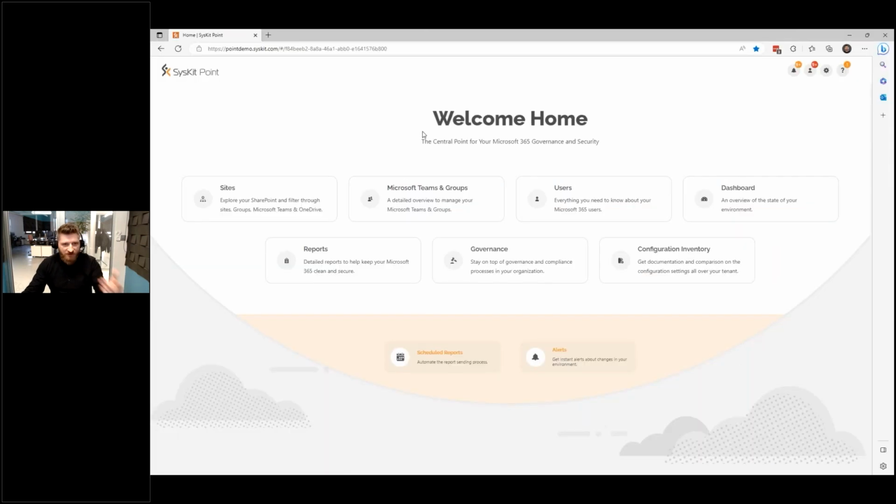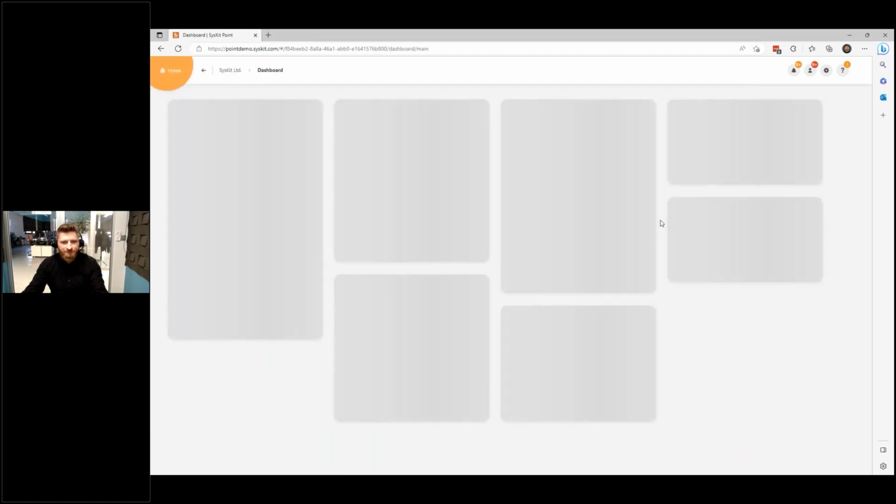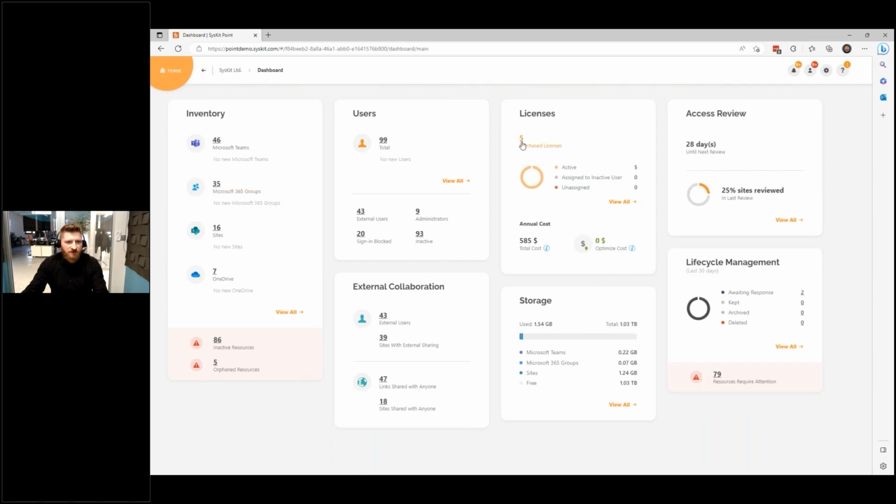One of the quickest and easiest ways you could get a good bird's eye view of your tenant is to go onto the dashboard screen. Here you will see that we have a lot of things to explore, but we'll focus on the inventory of our resources and the different types of users that we have in the tenant. You can see that they're already grouped into some of the most commonly interesting groups, such as users with privileged access, those that have been blocked or are otherwise inactive, and external users.